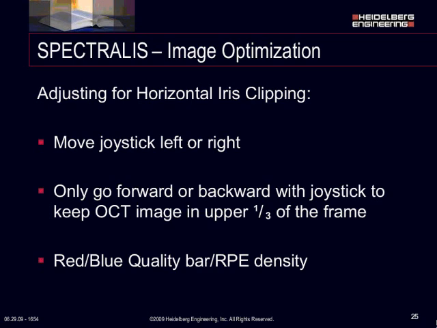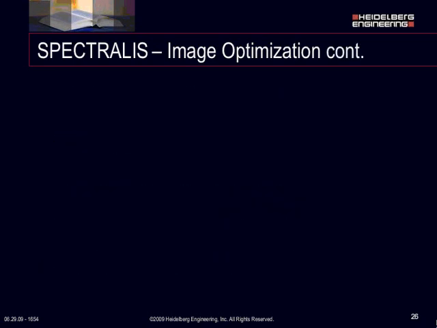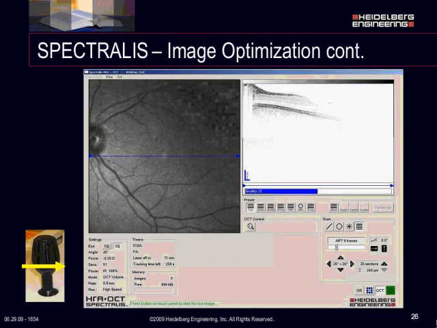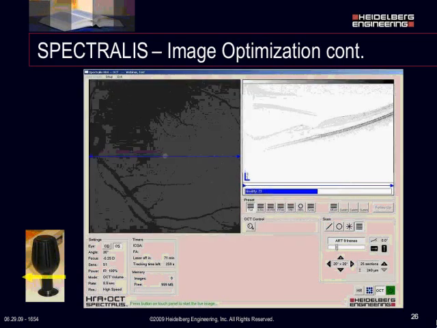The other thing to look for is the red-blue quality bar just under the OCT, which will give you the best quality possible. You can also look for the density of the retinal pigment epithelium. Here in this example, you can notice that the image on the right of the OCT is really faded out. If we move the joystick to the left or to the right, you'll see that now it's faded out a little bit more on the left.